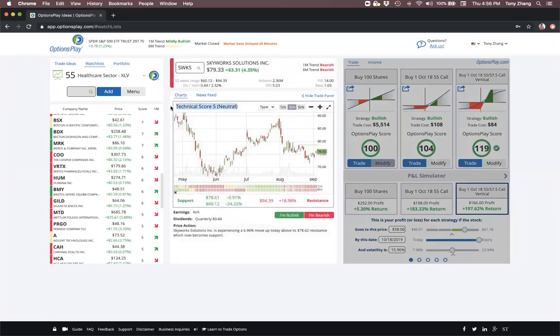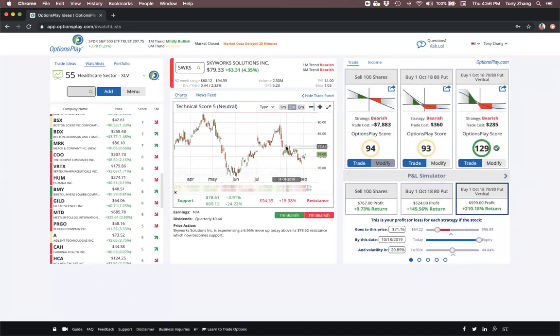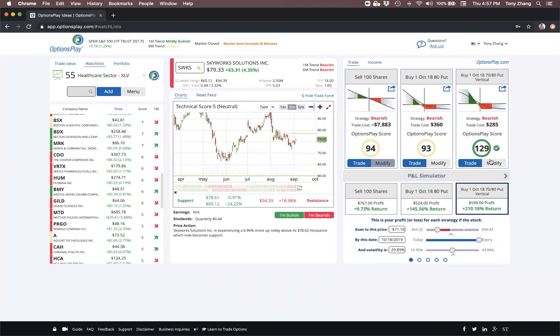Skyworks, very neutral score. 1 month and 6 month trend is bearish. This gives me more of a bearish tilt to this. Ever since it broke below this $79, $80 support level, I think this is probably heading back down to 67 or so near these lows. I would certainly be looking to leverage a put spread like this to take a bearish view on a stock like this.